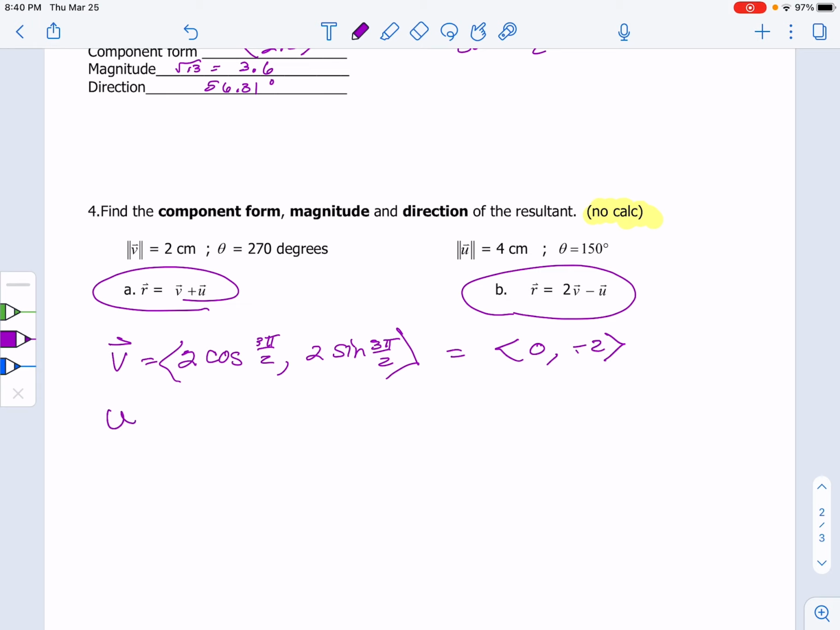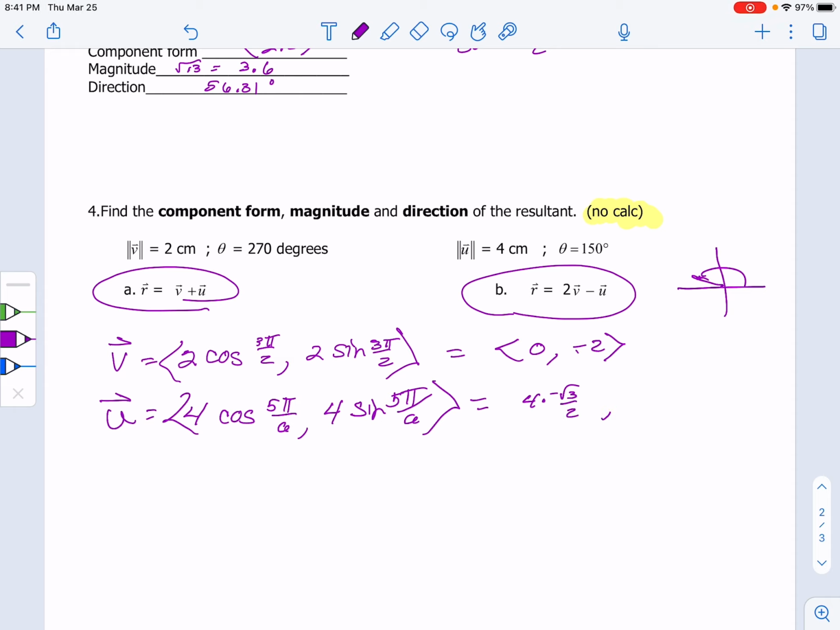If you do u, you get 4 times the cosine. Well, 150 degrees is right there, so that's 5 pi over 6. Okay? Well, let's see. The cosine of 5 pi over 6 is negative root 3 over 2. So 4 times negative root 3 over 2. And then I have 4 times a half, which is negative 2 root 3 and 2. So that's the component form of u.